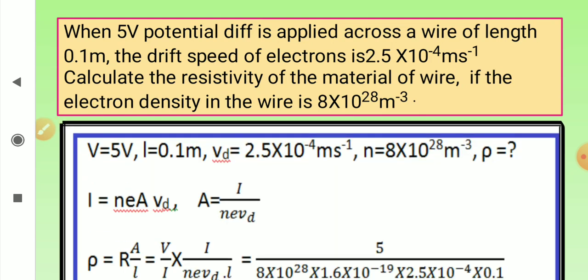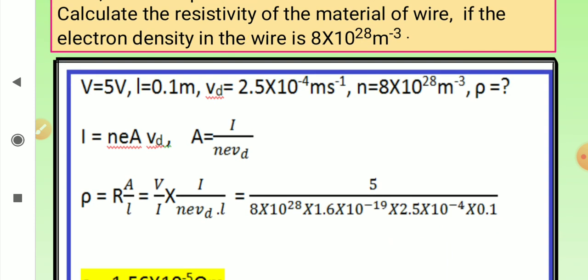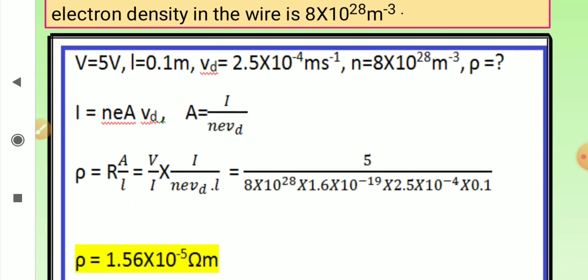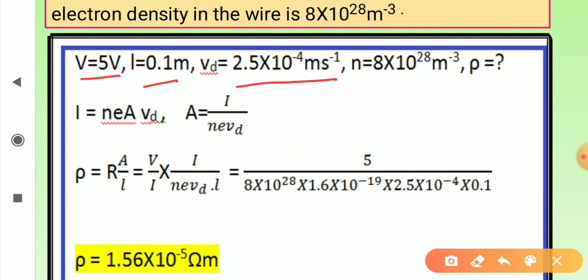See, any numerical you must start with the information which is given and then check what is asked. So potential difference is given to be 5 volt, length is given to be 0.1 meter, drift velocity is this much, number density of electrons is given. You have to calculate the resistivity, right? So let us look for the formulae which connect all these items.